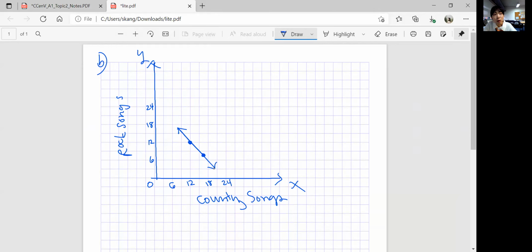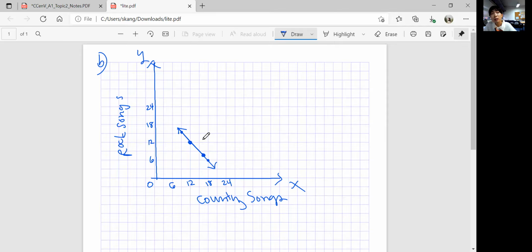So for example, pick a point over here. You have 18 and 6. 18 country and 6 rock songs. Would that make up 24 songs total? Yes, it's a playlist of 24 total songs. What about this point right here? Okay, 9 songs and 15 songs. Would that make 24 songs of a playlist? Yes, 9 plus 15 is 24.